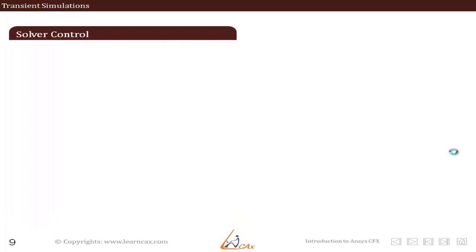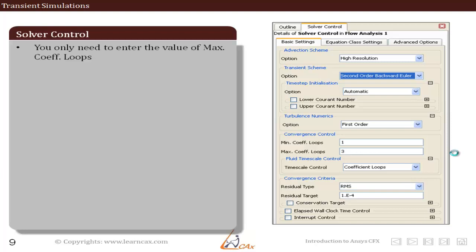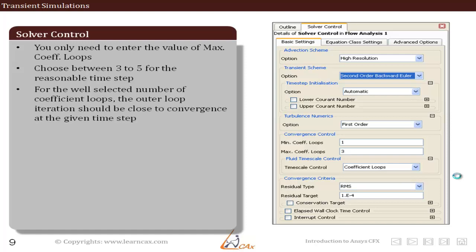What are the different solver controls when we run a transient simulation? For solver control, there are transient schemes. You only need to enter the value of maximum coefficient loops, which is the maximum number of iterations per time step. Choose between 3 to 5 for a reasonable time step. For a well-selected number of coefficient loops, the outer loop iteration should be close to convergence at the given time step.